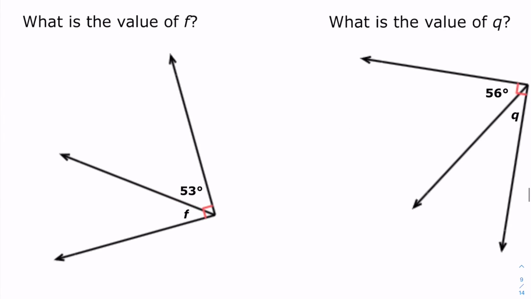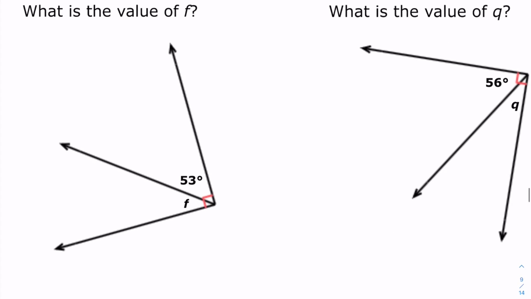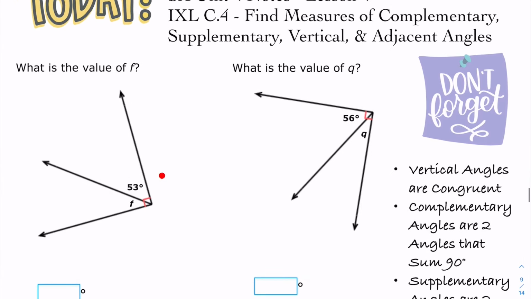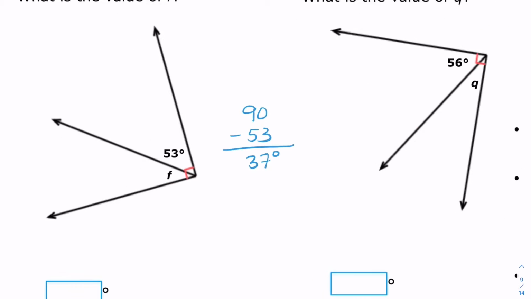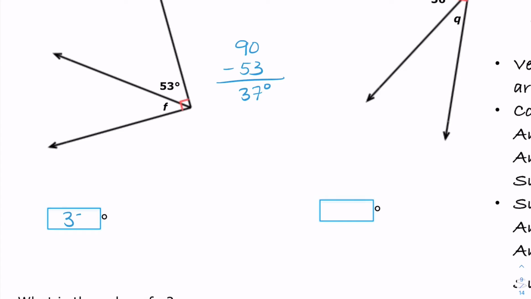So for this one, if I have these two angles that are complementary, they add up to 90 degrees. So the algebra I'm going to use to solve for f is going to be 90 minus 53. The reason why is because this whole thing is 90 degrees. If I take away the 53, that'll leave me with what is unknown, which is the variable f. And that is going to be 37 degrees. So the answer, f, is 37 degrees.